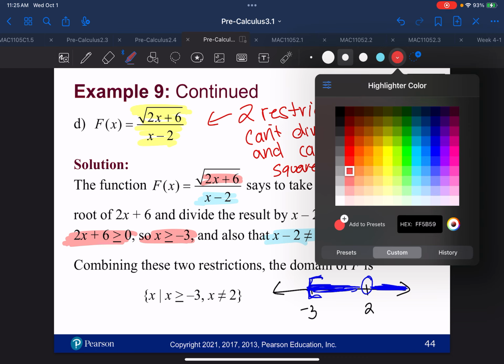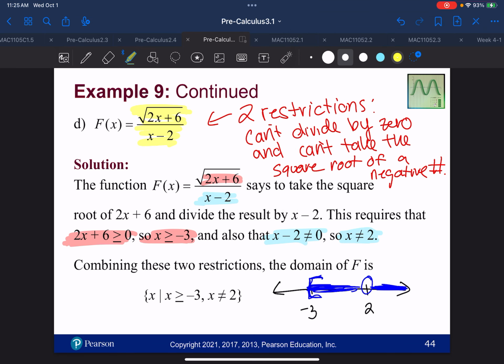So this can be written in set notation as the set of all x such that x is greater than or equal to negative 3, comma, and x cannot equal 2. In interval notation, this would start at negative 3 and go to 2 with a parentheses, and then I would have to unite the second interval, which starts at 2 with a parentheses and goes off to infinity.